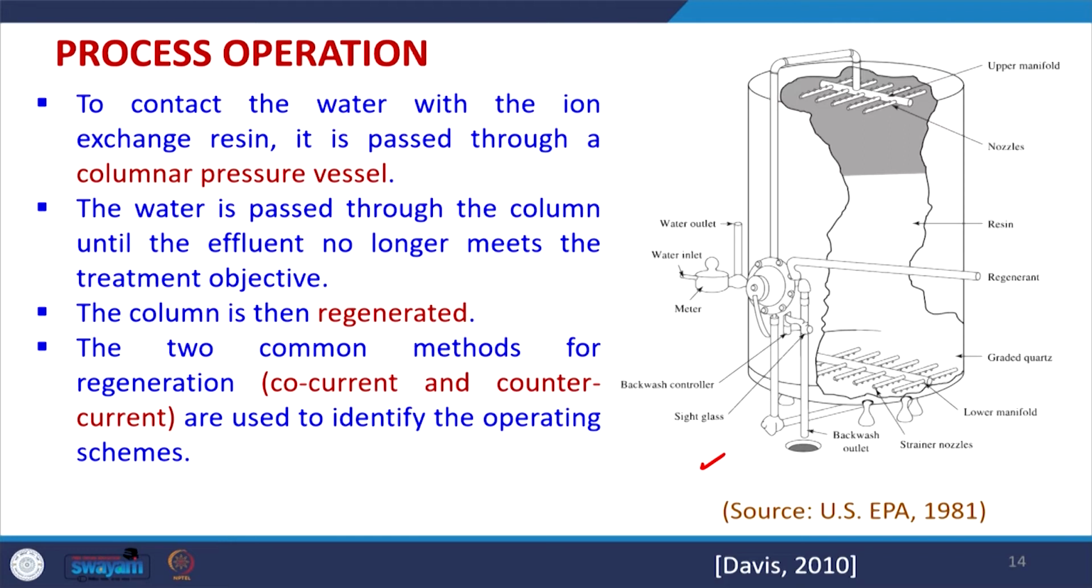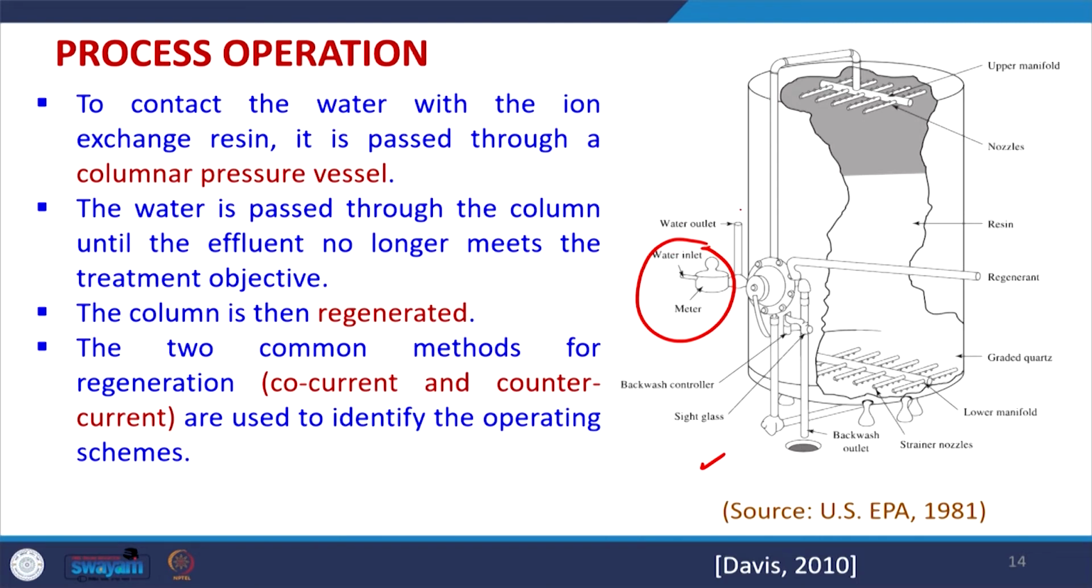Now, the different sections will be there. Once the breakthrough has been achieved, we have to regenerate the column. Two common methods for regeneration are co-current and counter-current, and they can be used for regeneration. So, there are different methods of operation of the exchange beds also. Now, in the column there will be different sections, and these sections may be differently placed. One example is that there will be a system for water inlet.